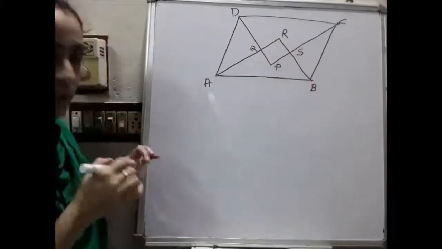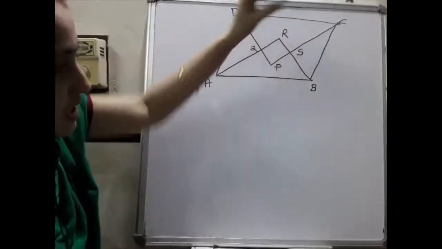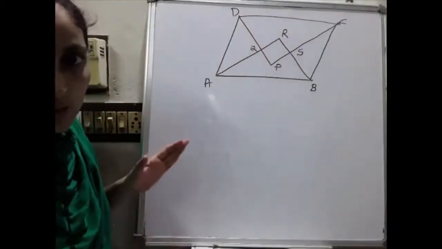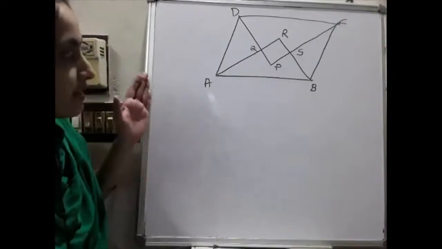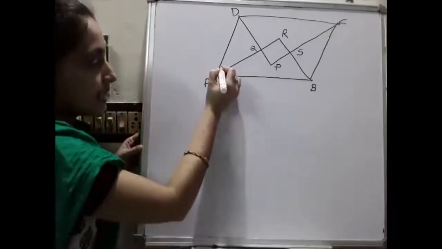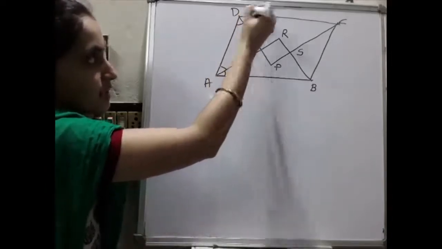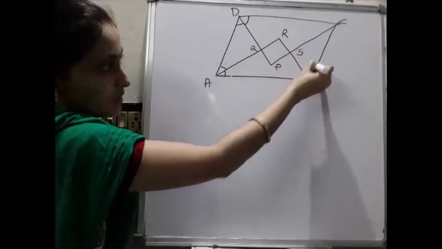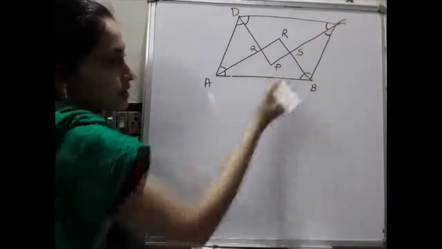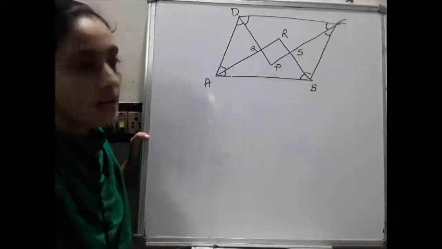So we want to prove what? PQRS, this inside portion, is a rectangle. That thing you have to prove. The given condition is that it is a parallelogram and the angle bisectors. Angle bisector means this angle is equal to this angle, this angle is equal to this one, this angle is same as this one, and this angle is same as this one. That is the only condition given, plus in addition it is a parallelogram.